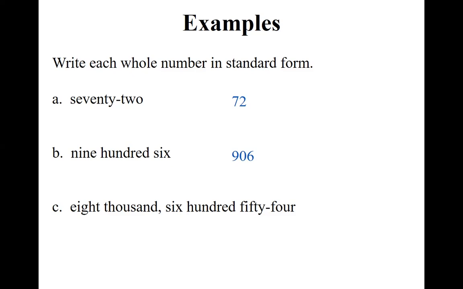Now C's the one that's going to explain the definition. 8,000 is its own period because it's separated by a comma. 8,000, we would write the number 8 and then the comma to represent 1,000. And then 654 is 654. So we have 8,654. So we can go both directions, words to numerals, numerals to words.